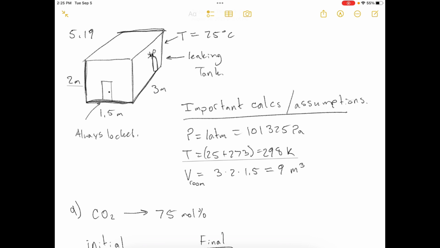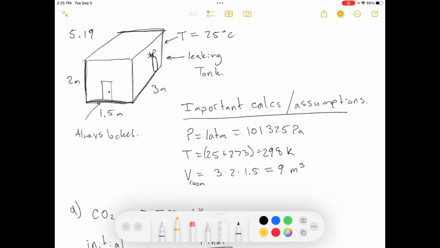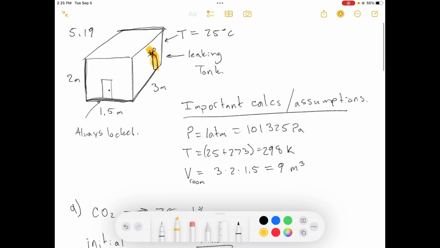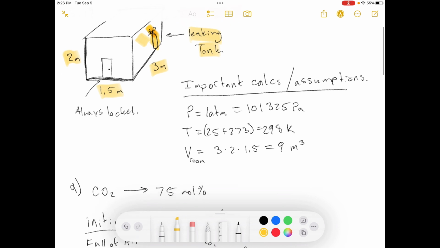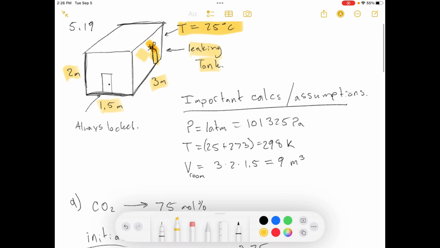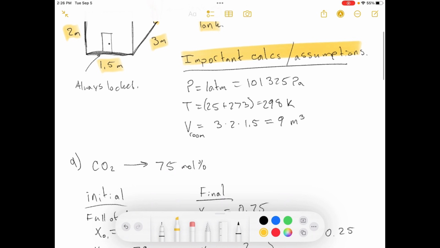Okay, so let's look here. This is the situation. We've got a gas canister. The valve on the pressure regulator is broken, and so some of the gas has leaked into the room. The temperature in the room is 25 degrees Celsius. The pressure is just atmospheric pressure. And that's the leaking tank. These are the dimensions of the room, so that'll tell us the volume of space that the room occupies. These are important for calculations.